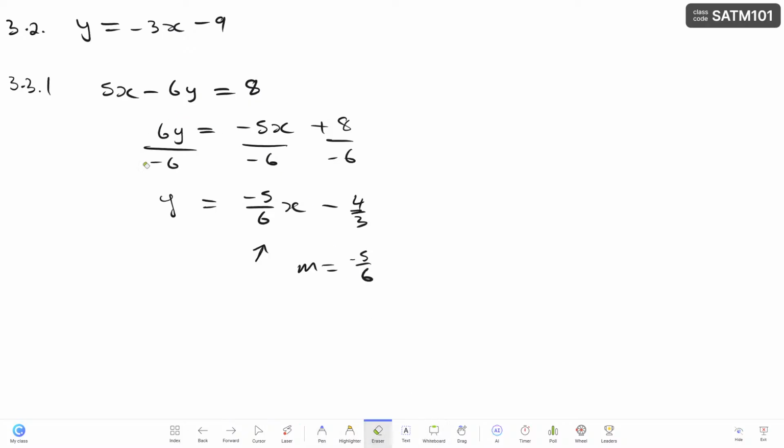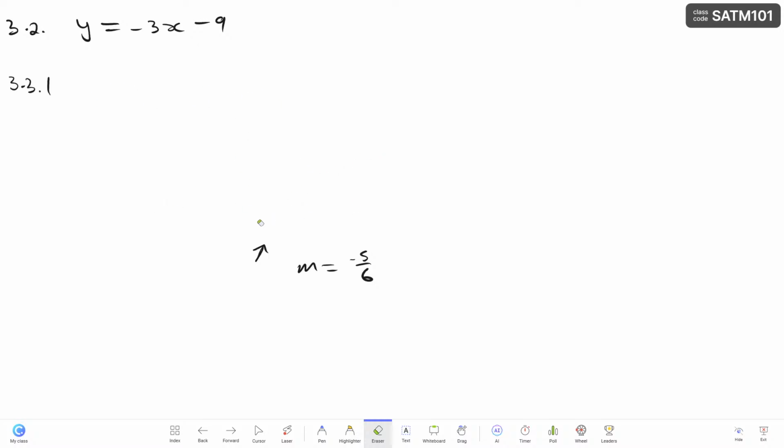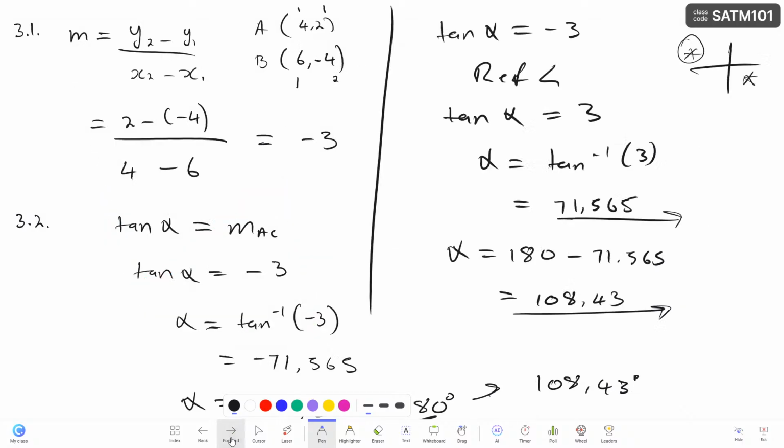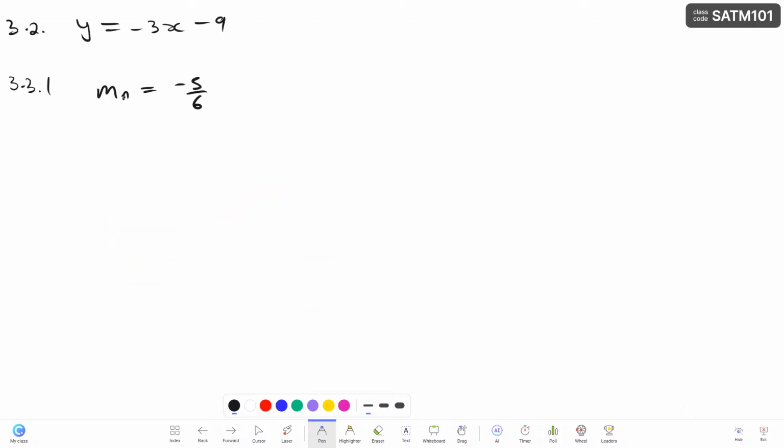So let me erase everything because we're more concentrated on our gradient. We're looking for our gradient. So the gradient is negative 5 over 6. That's the gradient of which line? Of AC. So now we need to say tan theta is equal to negative 5 over 6. So even this one, we can just use the reference angle again.